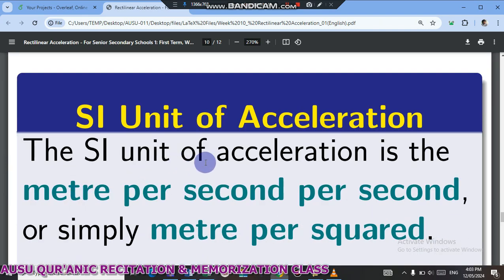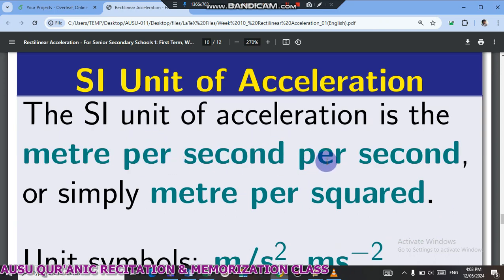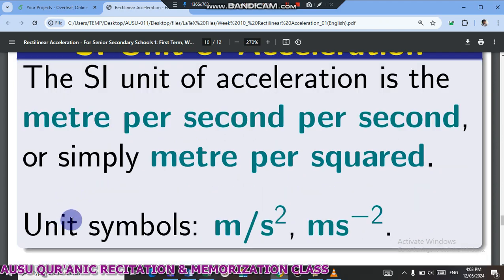What about the SI unit of acceleration? The SI unit of acceleration is meters per second per second, or simply meters per second squared. Okay, and the unit symbol is this one or this one. Any one you use is correct, and each one of them is pronounced meters per second squared.